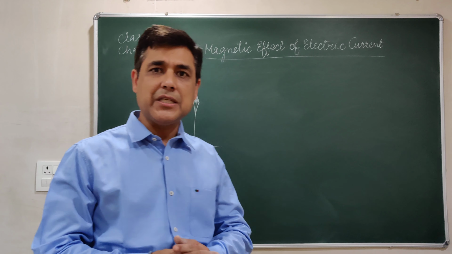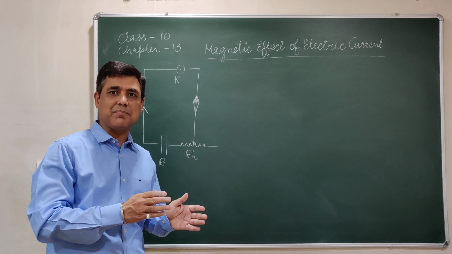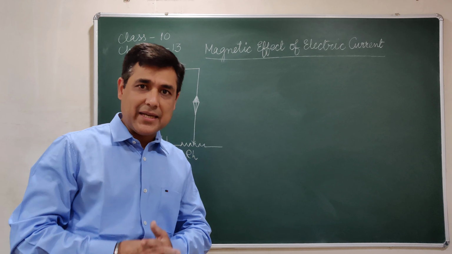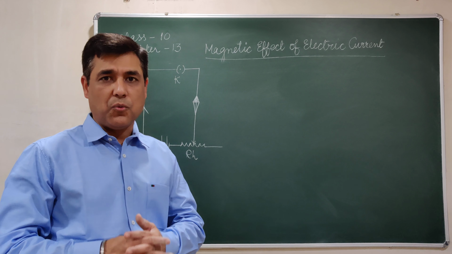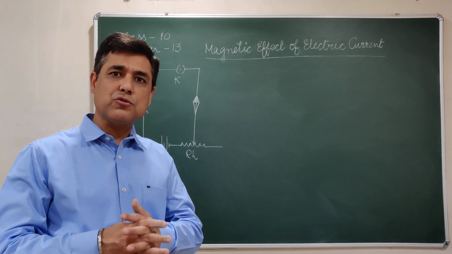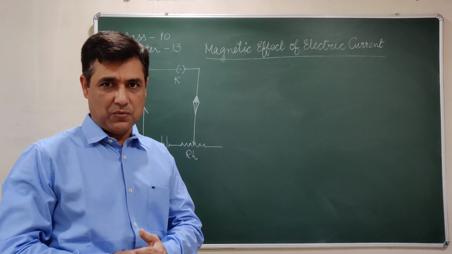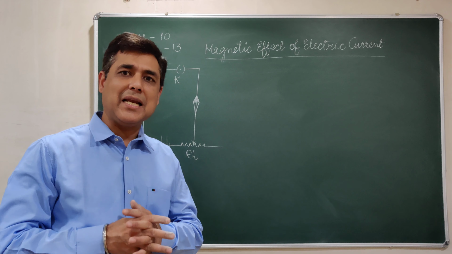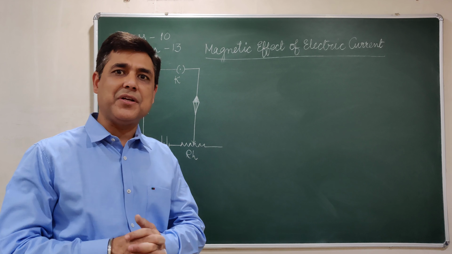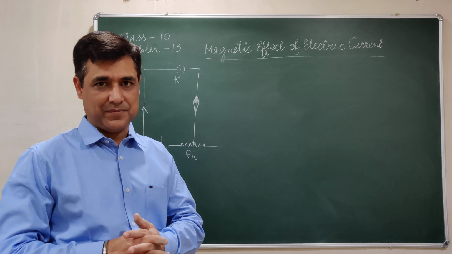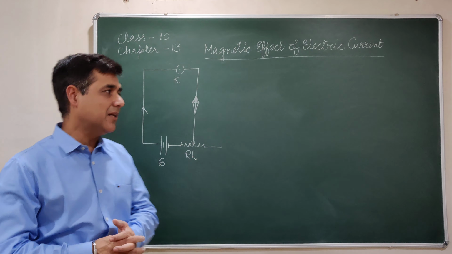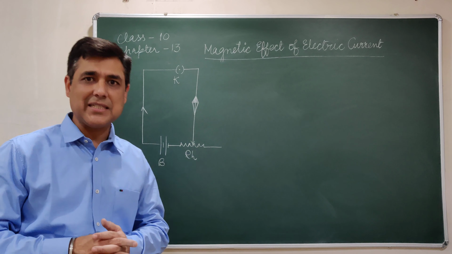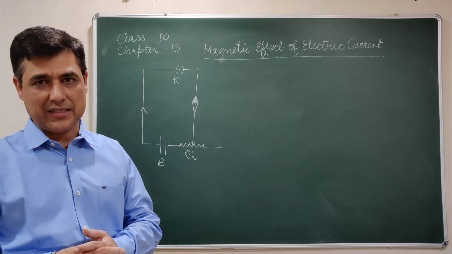With this observation, he concluded that electricity and magnetism are closely related phenomena. And then he came to a conclusion: when charges are moving through a conducting wire, along with an electric field, a magnetic field is also generated. And because of that magnetic field, this magnetic compass shows a deflection. So this was the basic idea behind the magnetic effect of electric current.